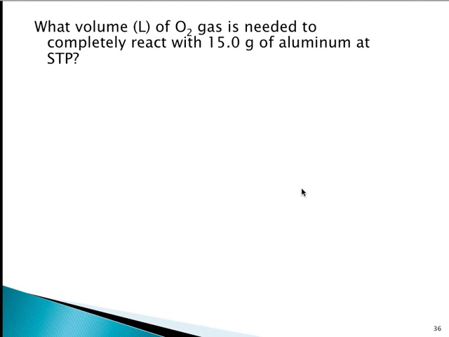All right, how does this relate to stoichiometry? Here it's asking me what volume of gas is needed to completely react with 15 grams of aluminum at STP. All right, so here's my given, 15 grams of aluminum. I want to know the volume of oxygen. I have STP, so my pressure is 1 atmosphere. My temperature in Kelvin is 273 Kelvin.